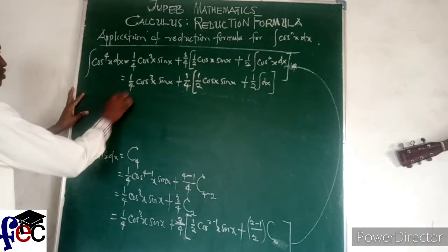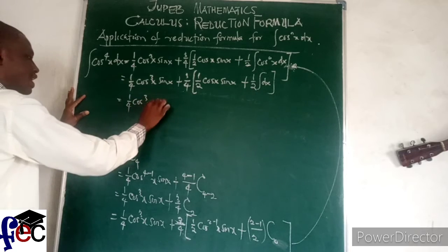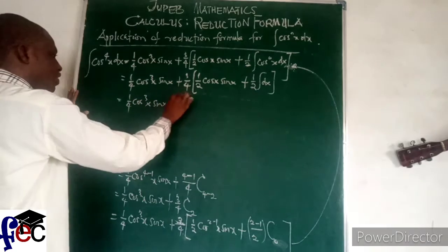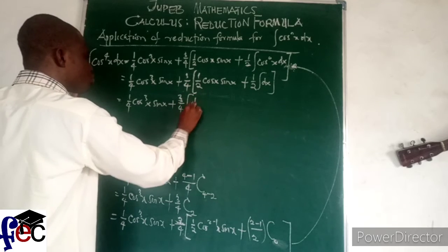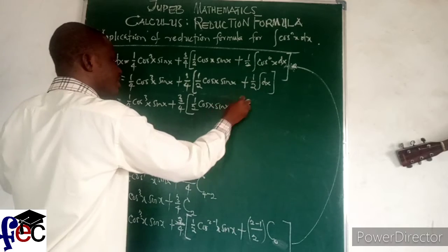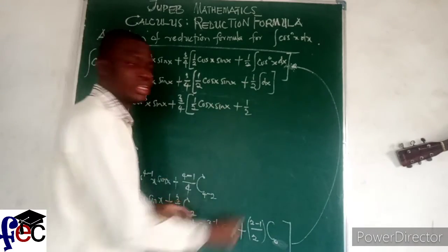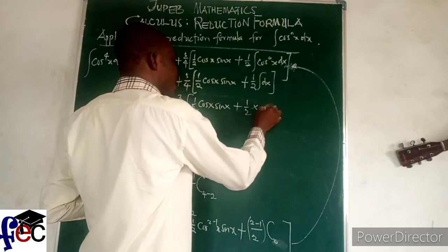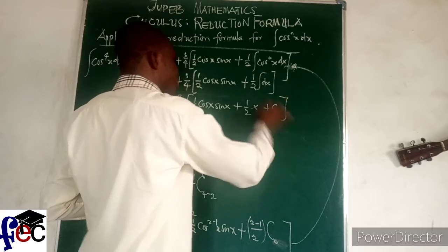Alright, so this will give me 1 over 4 cos cube x sin x plus 3 over 4 into 1 over 2 cos x sin x. Then this will be what? 1 over 2 integrate the x. What will you get? You have x. Then I close it up plus c after the integration.